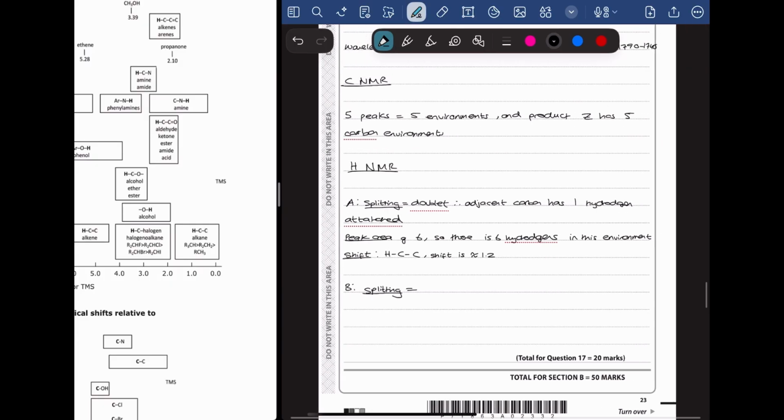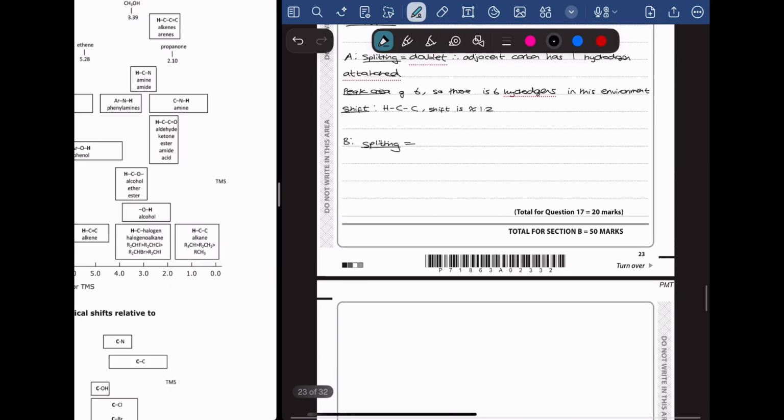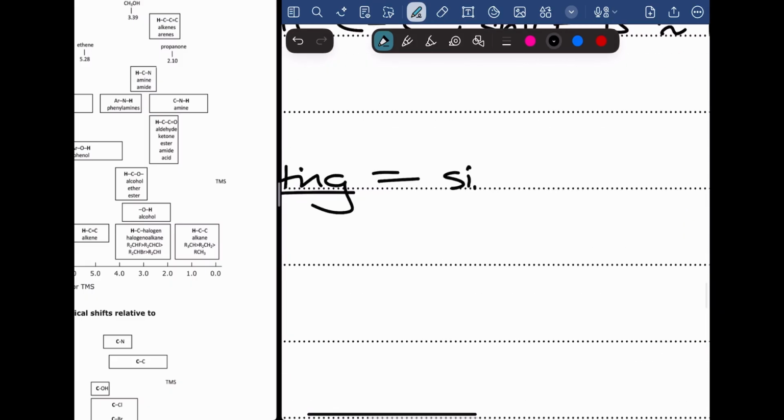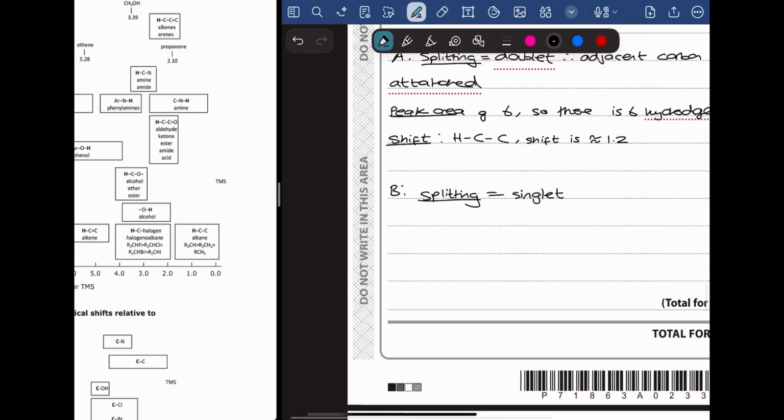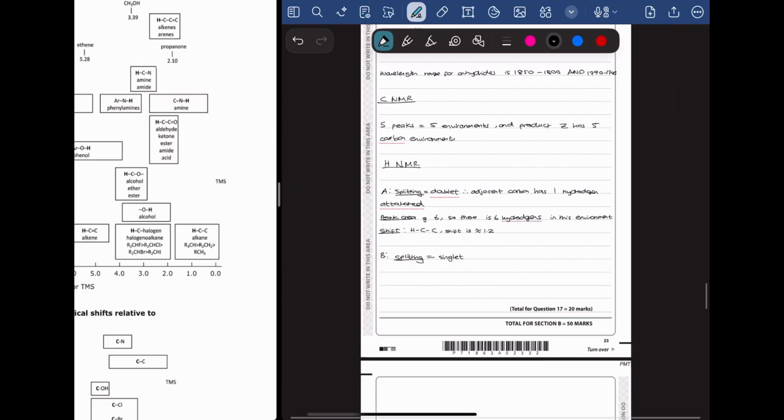So we can write the equals. And then for peak B, we've just got a singlet. Okay. So if we have a singlet, that means that the carbon adjacent to whatever environment this is representing has no hydrogens attached to it, okay?